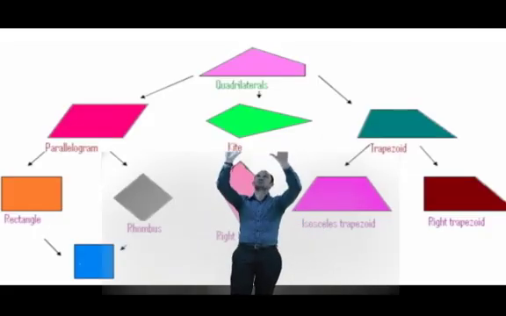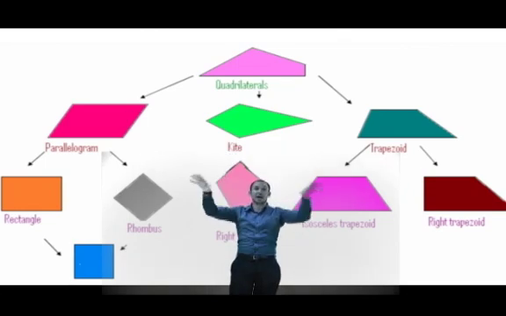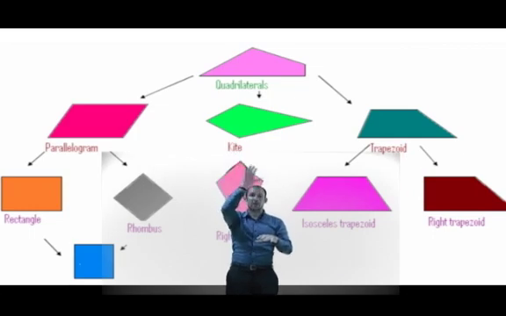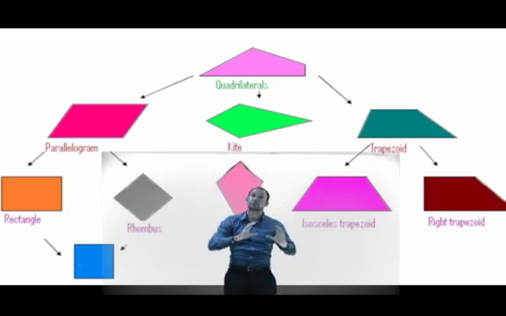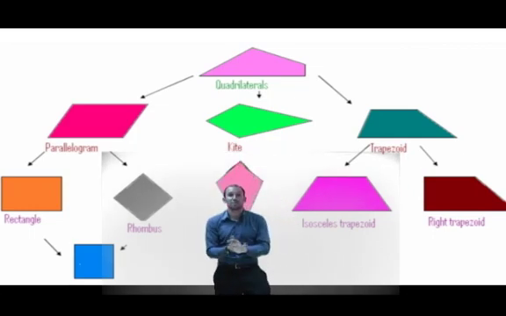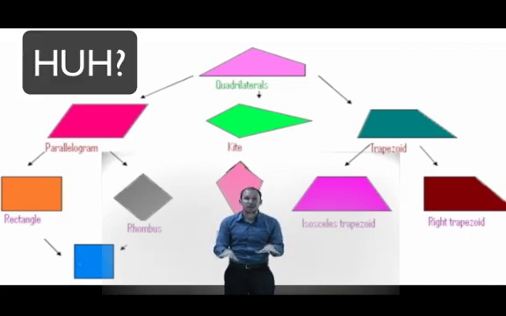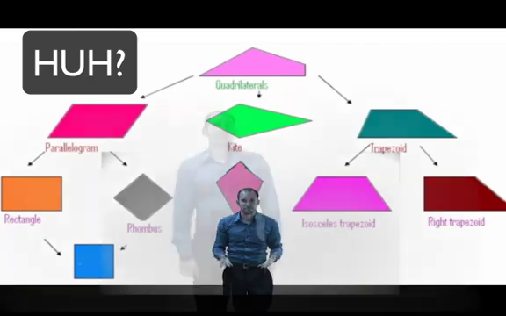You have quadrilaterals at the top, and it breaks down to other different polygons or quadrilaterals. Like a quadrilateral is in a parallelogram, which turns into a rectangle, which turns into a square. And that's where some people say a square can be a rectangle, but a rectangle cannot be a square.